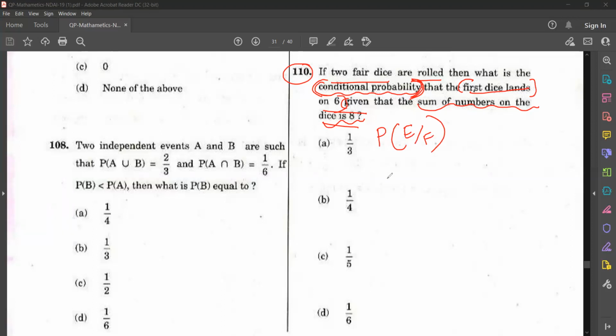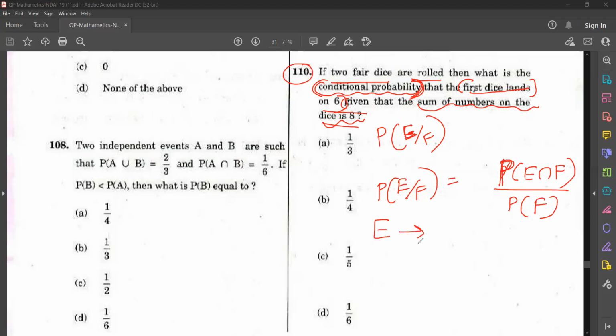Now listen. What is the formula for P of E given F? P of E given F is P of E intersection F divided by P of F. One event you take as E, another event you take as F. Then to get P of E given F, we need P of E intersection F by P of F. Now we'll see what E and F are. Event E is that the first number should land on 6.